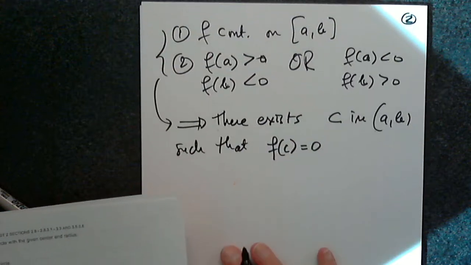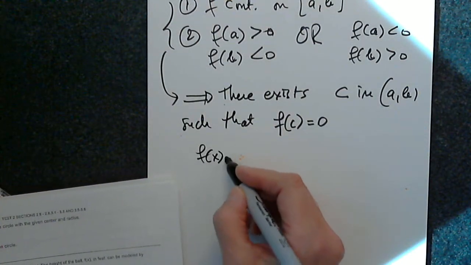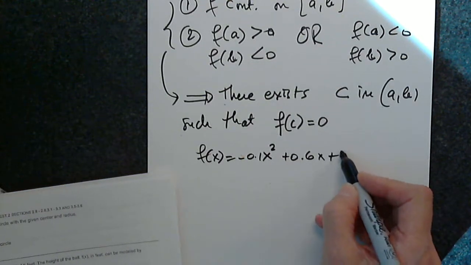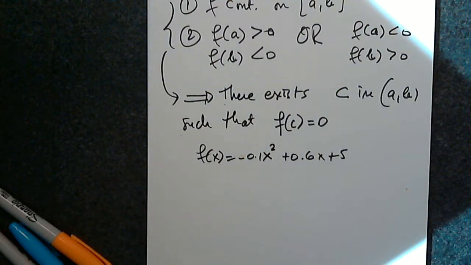Very good. So in number 10, we have f of x equals negative 0.1 x squared plus 0.6 x plus 5. We're asked to find the maximum height and where it occurs and where the ball hits the ground. Okay, so what is the starting point? What do I have to do first?